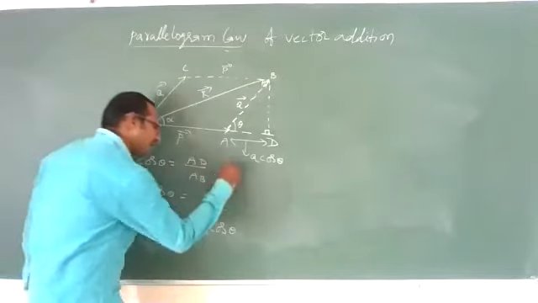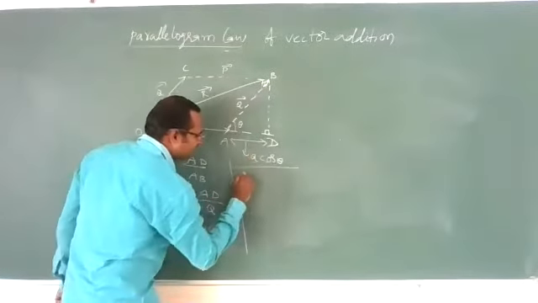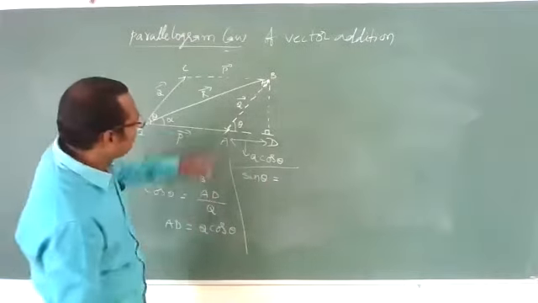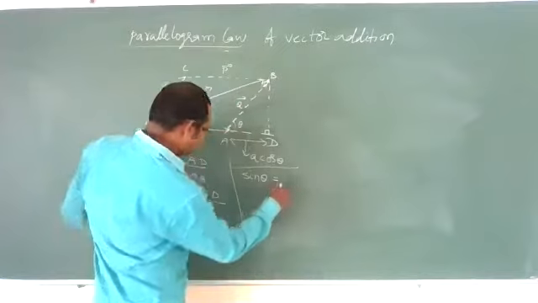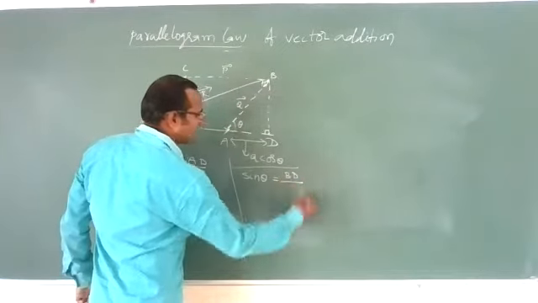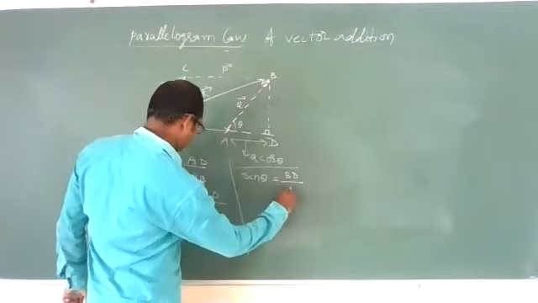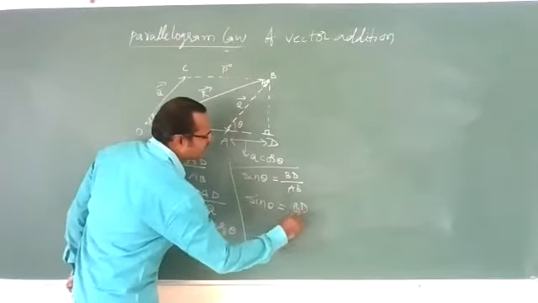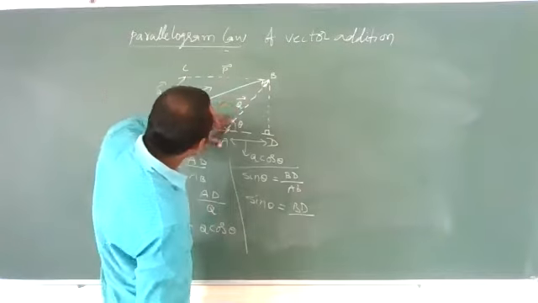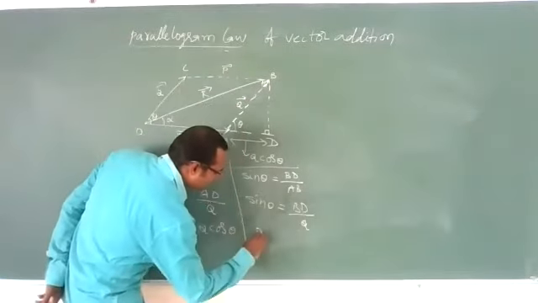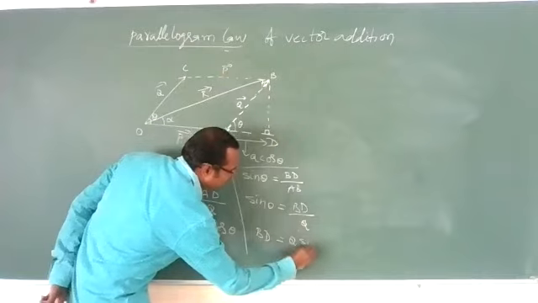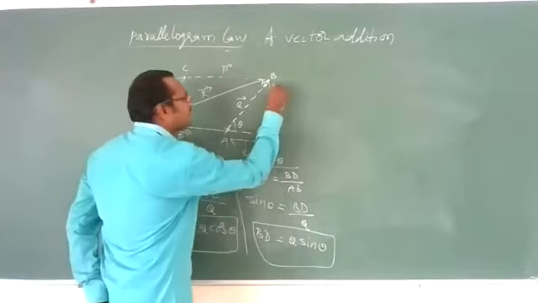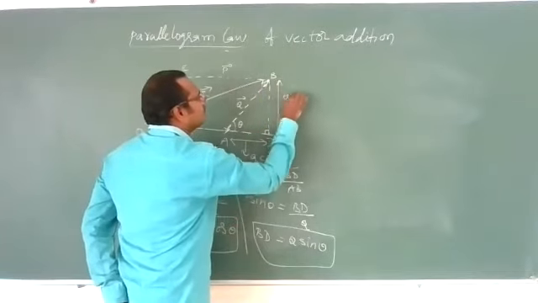Clear? Yes. Again from this value only, I am taking sin theta value. What is sin theta? Opposite side by hypotenuse. For this theta, opposite side is BD. Hypotenuse is AB. So sin theta is equal to BD, the unknown value, upon AB, which is again Q. That means BD is Q sin theta. That means this total value is Q sin theta.